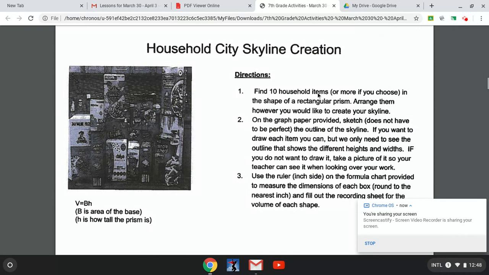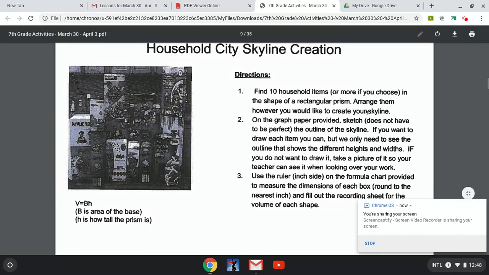So you're just going to take 10 household items, doesn't matter what they are, that are in the shape of a rectangular prism. So this picture right here, I know it may be more difficult to see, but it's one that I did here at home. So I took some pasta boxes, some oatmeal boxes, cereal boxes. You can take Kleenex boxes, anything in your house that's a rectangular prism, and you're going to position them in some way, stack them however you would like to make a city skyline.